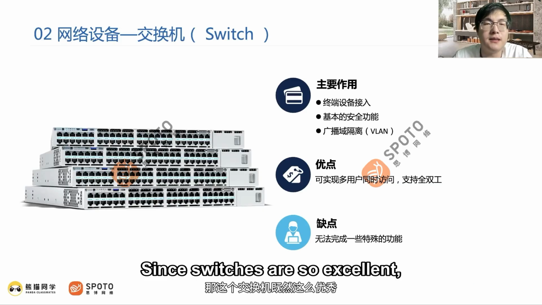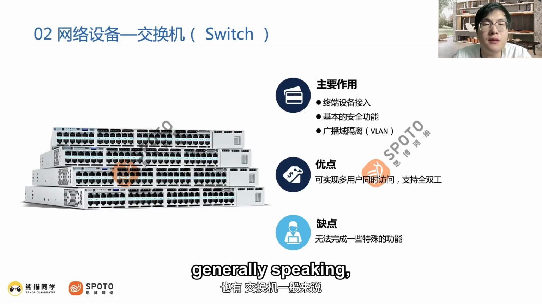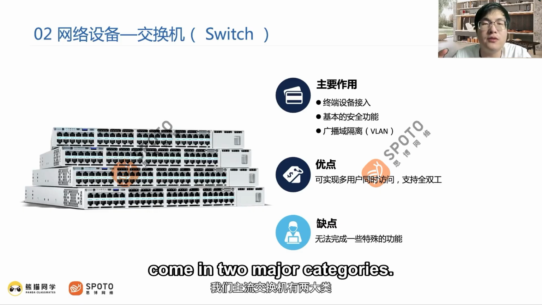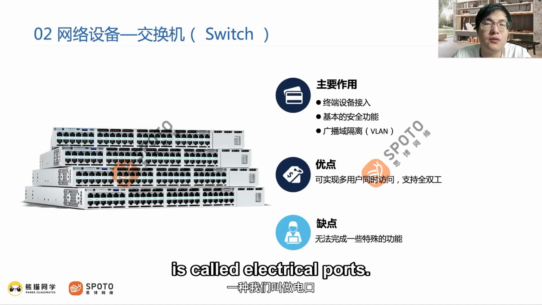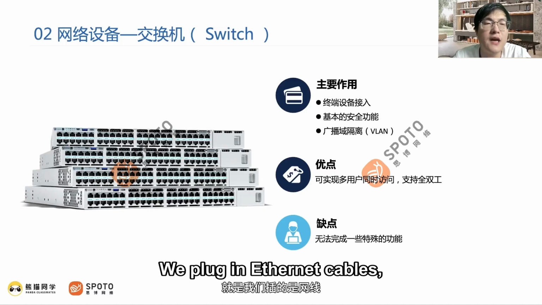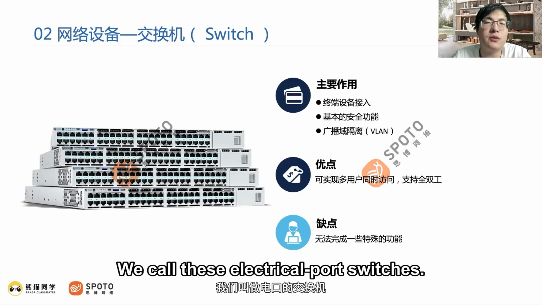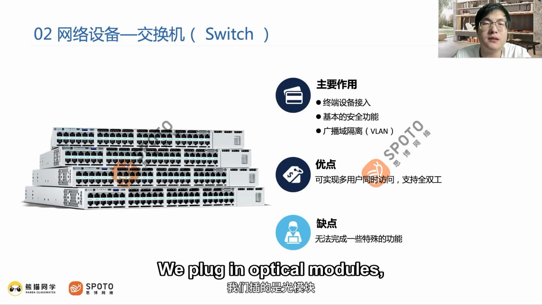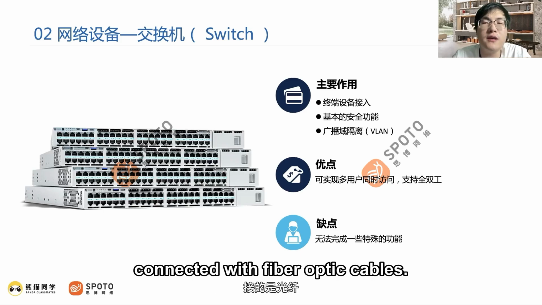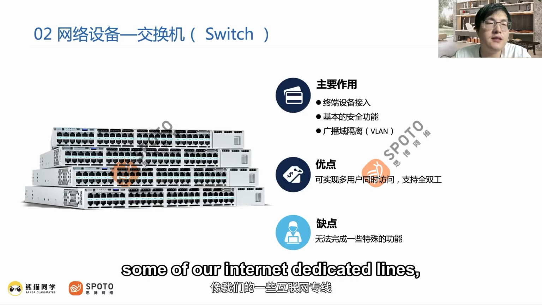Since switches are so excellent, do they have any disadvantages? Generally speaking, our mainstream switches come in two major categories. It depends on their interfaces. One type is called electrical. We plug in Ethernet cables, transmitting via electrical signals. We call these electrical port switches. The other type is called optical port switches. We plug in optical modules, connected with fiber optic cables. Besides these two types, there are some of our internet dedicated lines.